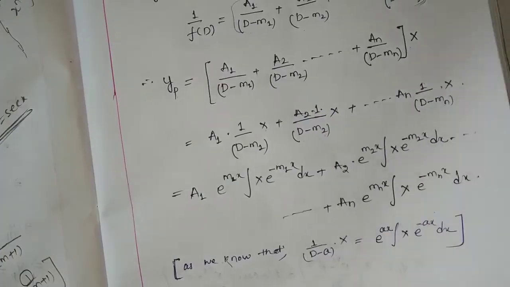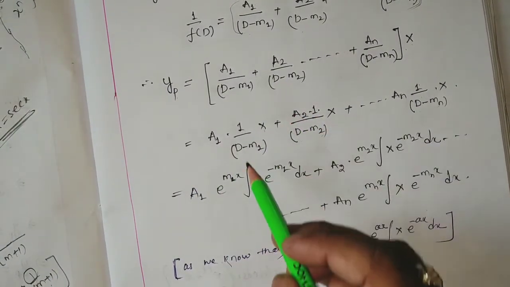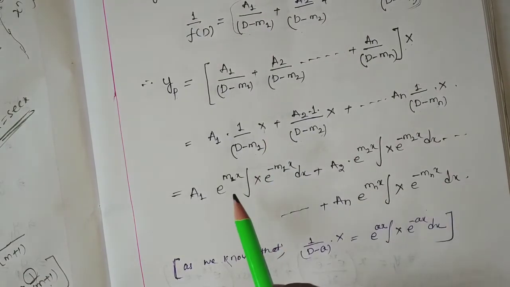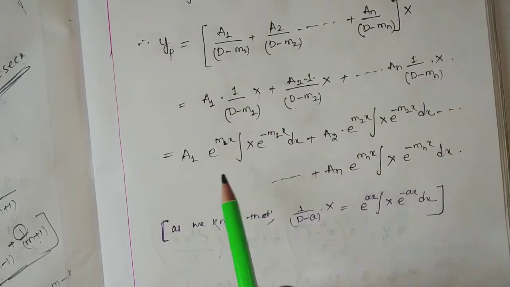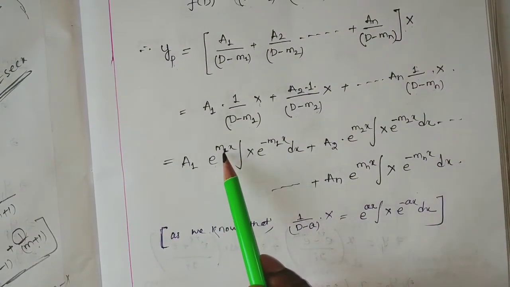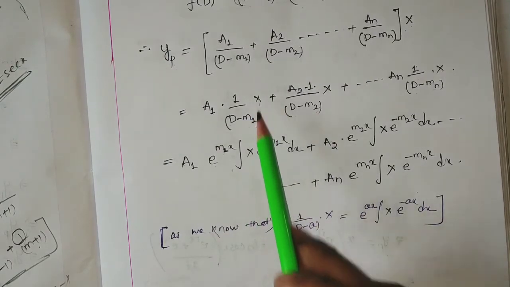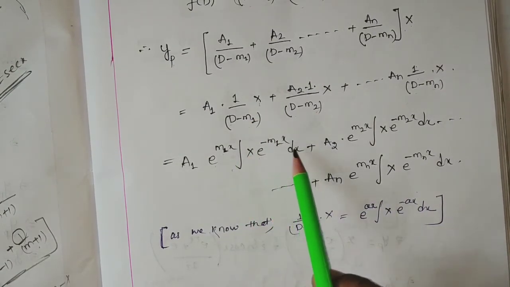So here you can see a1 is constant, and 1 by (D minus m1) operated on x is there. So we can write e to the power m1x, integration of x into e to the power minus m1x dx.